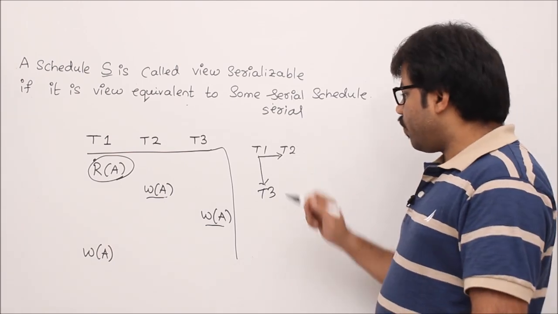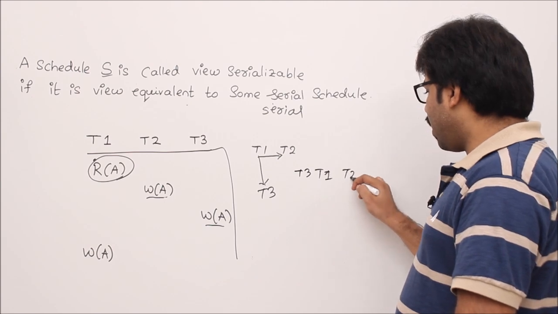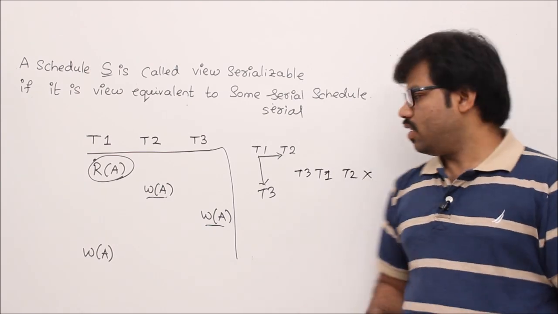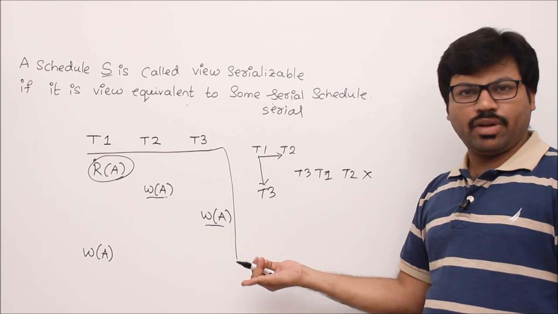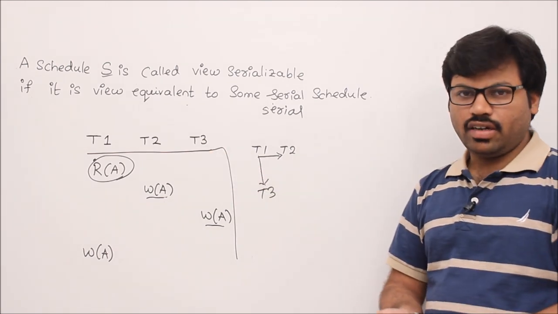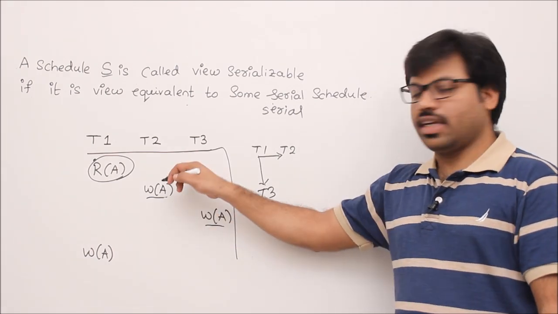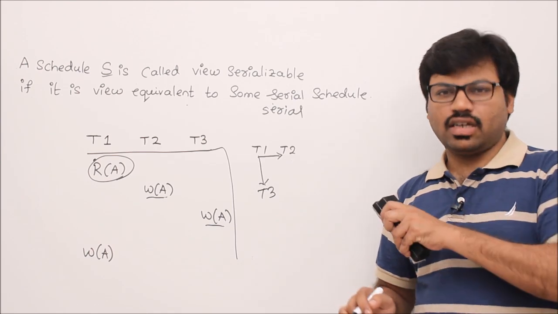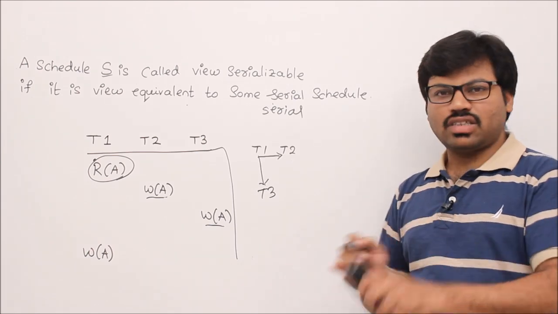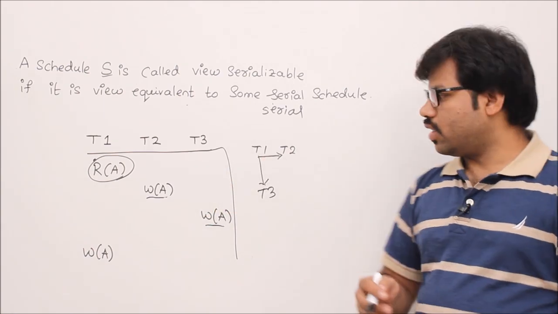So now definitely the T3, T1, T2 serial schedule cannot be a possible candidate. Why? We know that the order should be T1 followed by T3, then only that schedule can be equivalent to this schedule, right? So what is our final goal? Try to understand. Proving that this schedule is equivalent to some serial schedule, and I'm cancelling out some of the unnecessary schedules which cannot be view equivalent to this one. That is the goal.